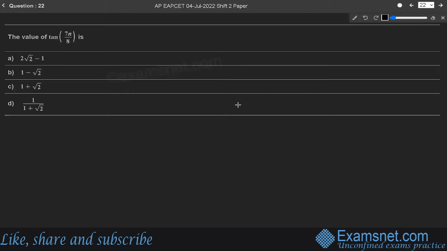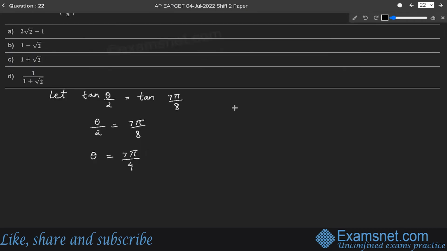Next question is, the value of tan 7 pi by 8 is. We have to find the value for tan 7 pi by 8. Let tan theta by 2 be equal to tan 7 pi by 8. So theta by 2 will be equal to 7 pi by 8. And from here we can say that theta will be equal to 7 pi by 4. Now we have the value of theta. Now we have to use the half angle identity of the tangent function.